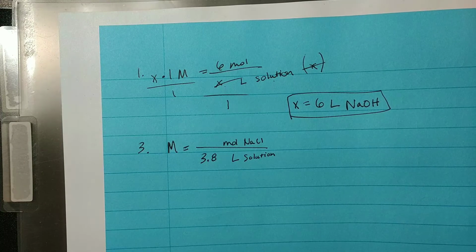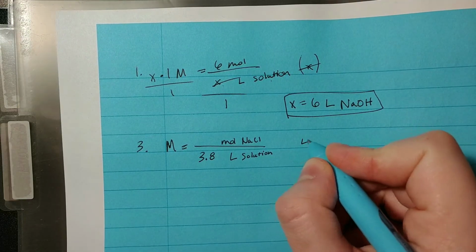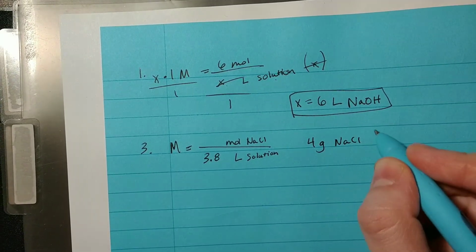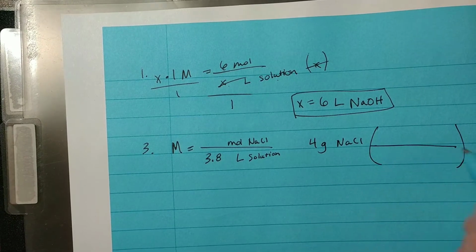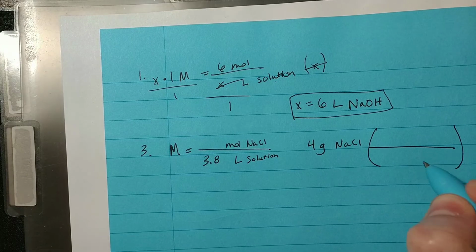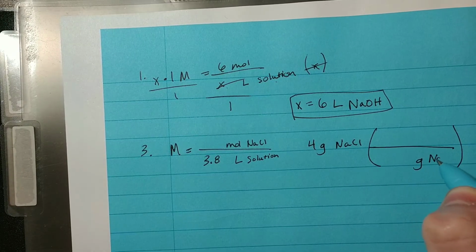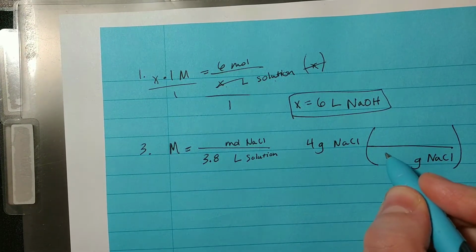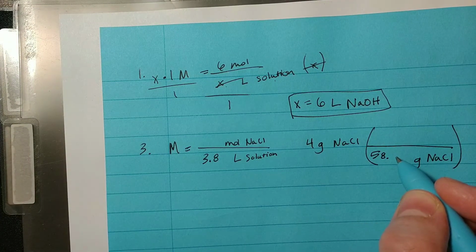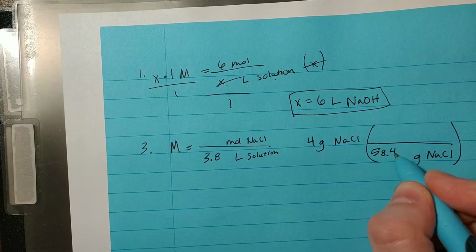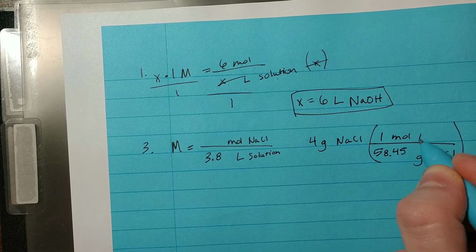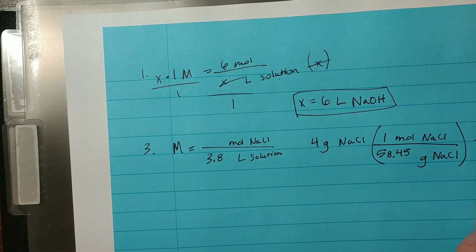So now we need to go and grab our moles, or our grams, and convert into moles. So 4 grams of NaCl. And we're going to use our conversion factor, big parentheses. And if I have grams on top, I always want grams on the bottom so they cancel out. And that is where we're going to plug in our molar mass. And they gave that to us, so we don't have to grab our periodic table and calculate it. So we have 58.45 grams of NaCl is equal to 1 mole of NaCl.